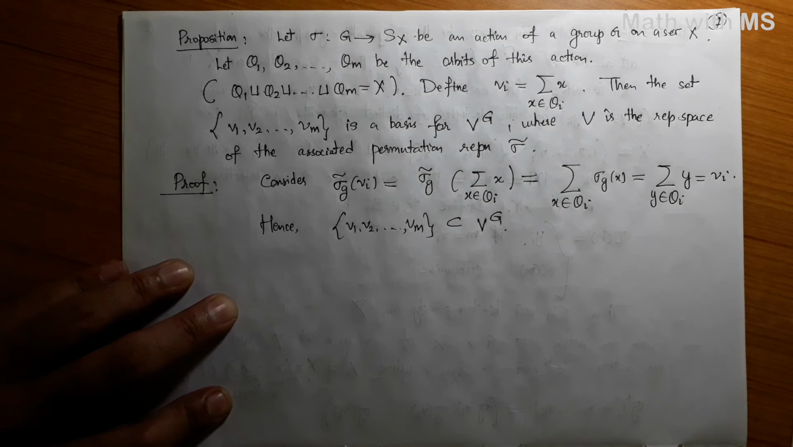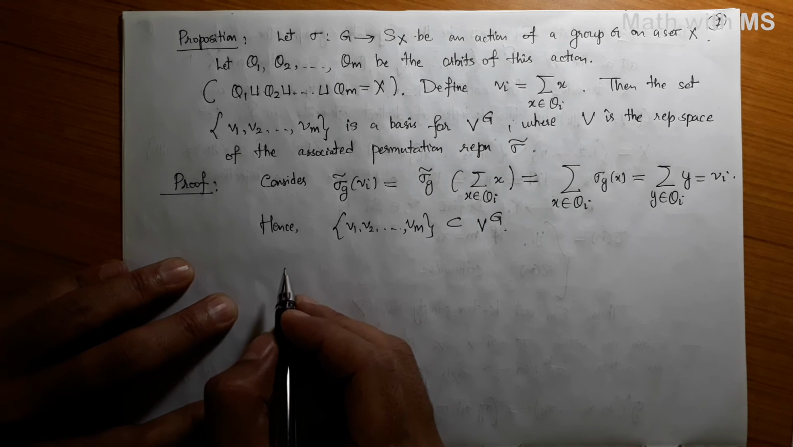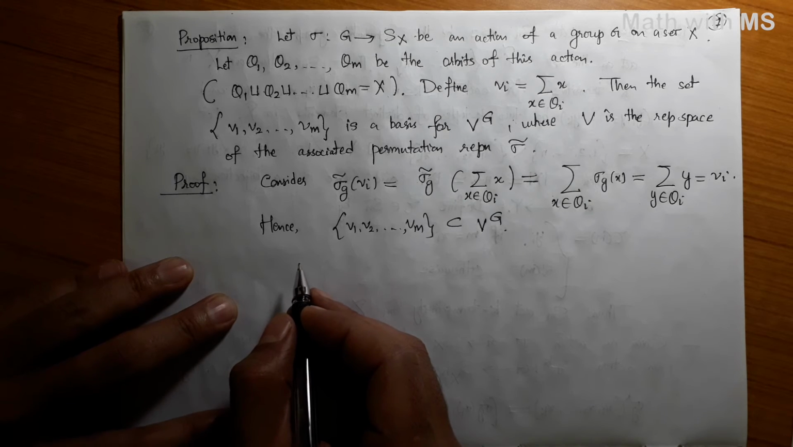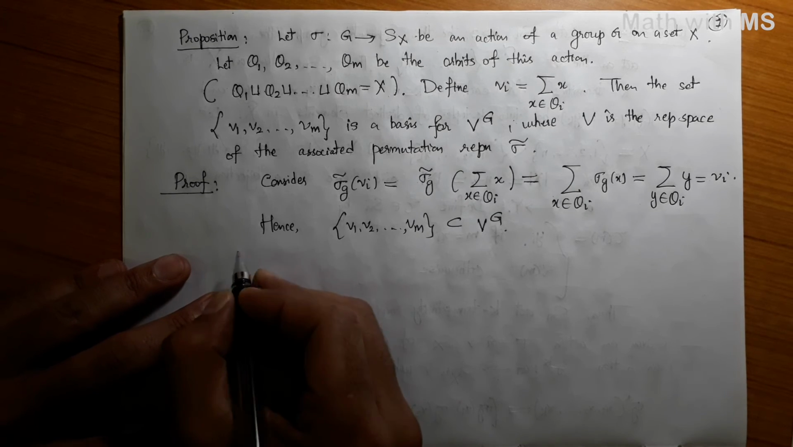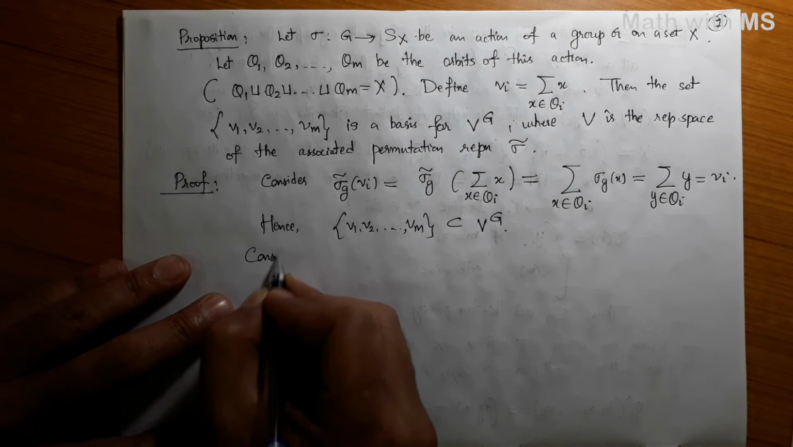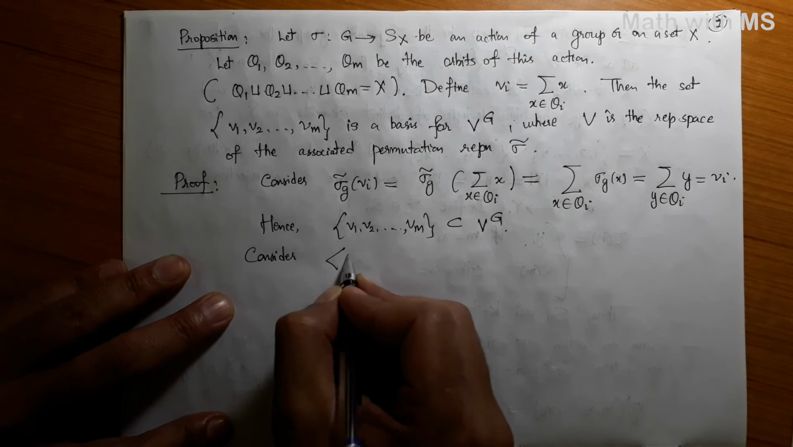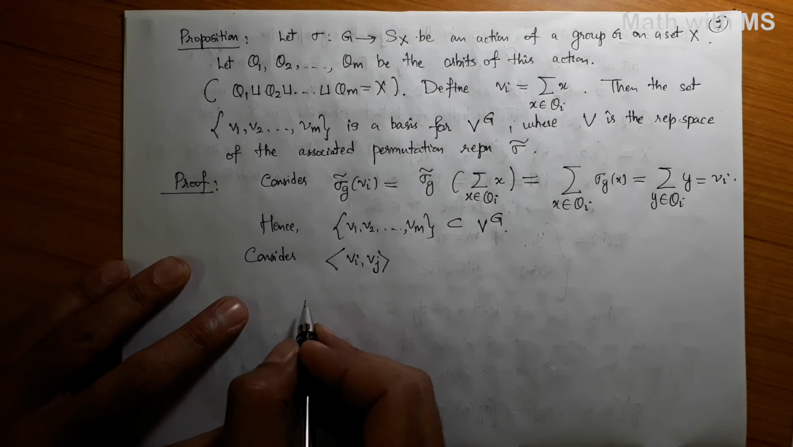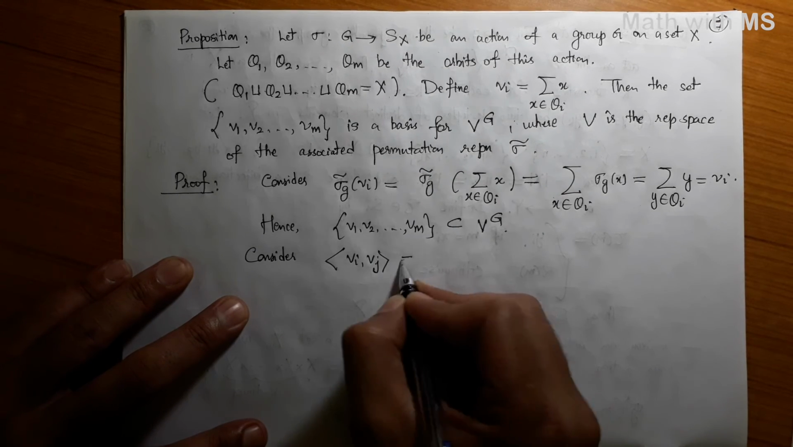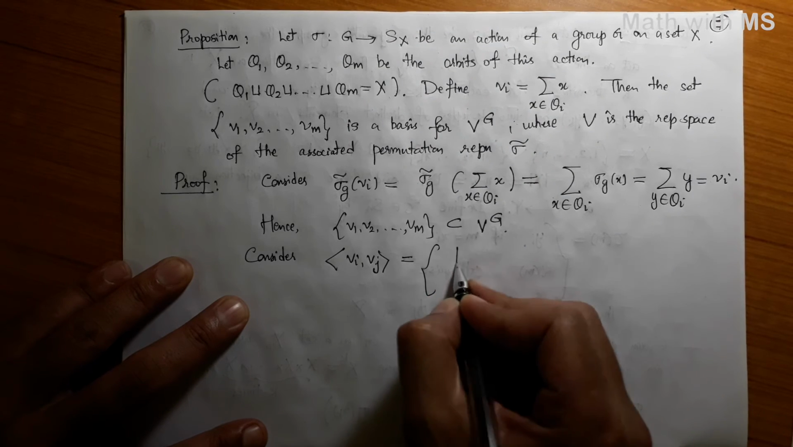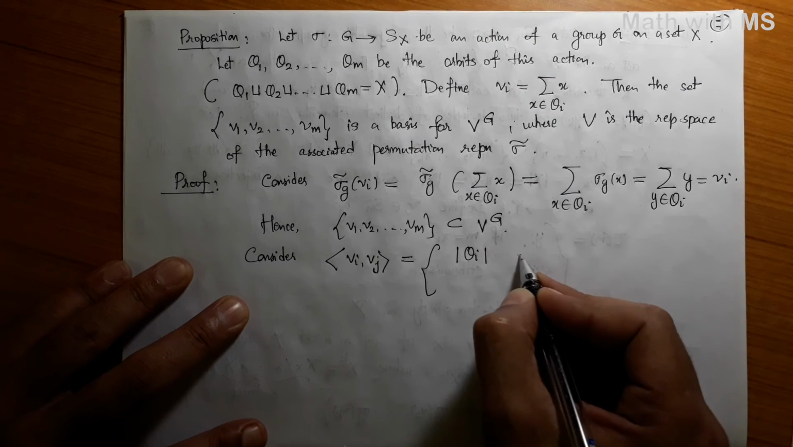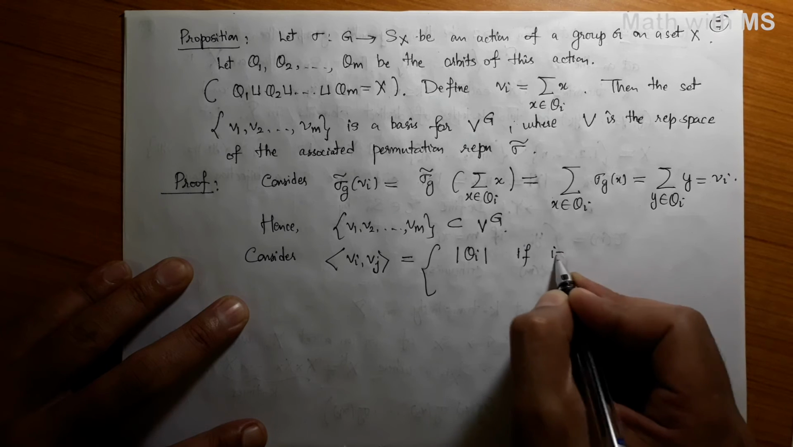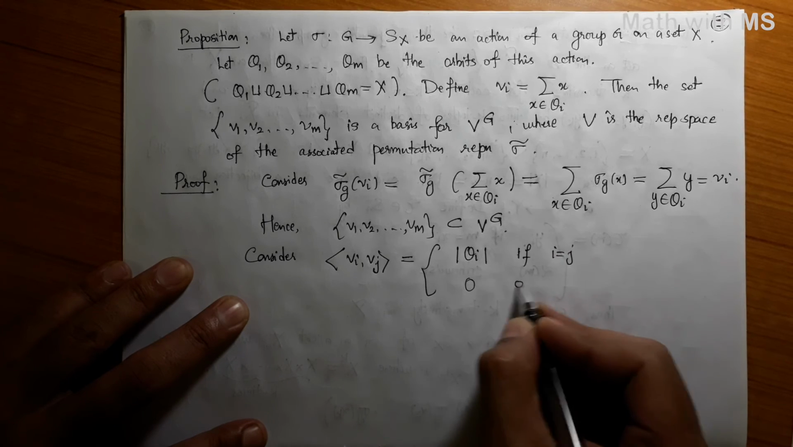Okay, we will show that it is in fact an orthonormal set in V^G. So consider the inner product of Vi with Vj. We can check directly that this is simply the order of Oi if i is j, and 0 otherwise.